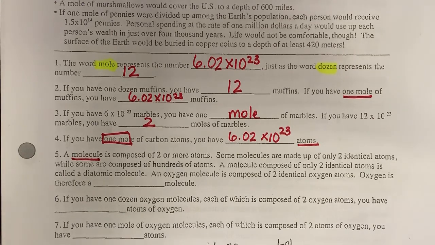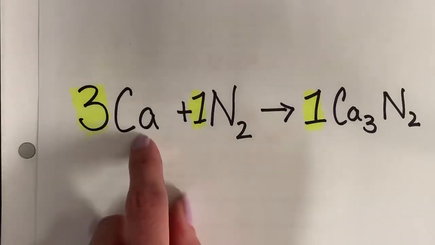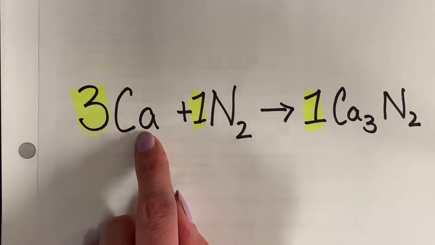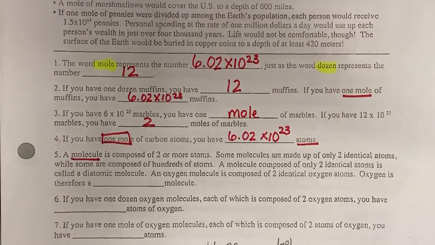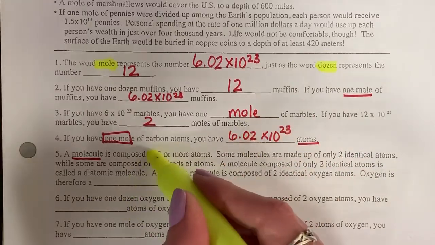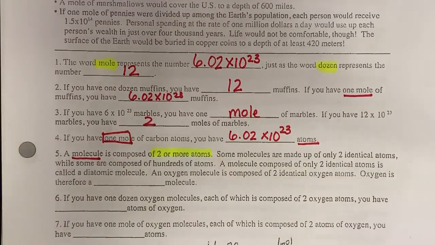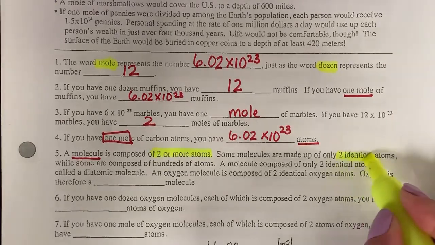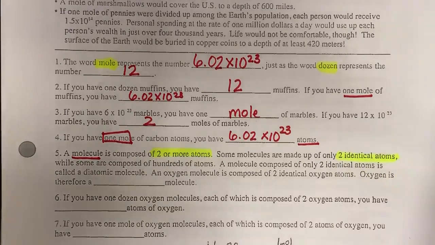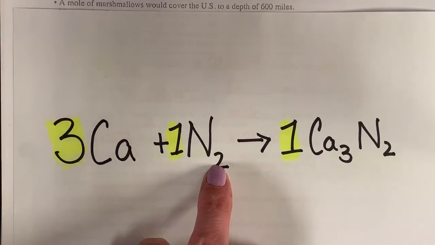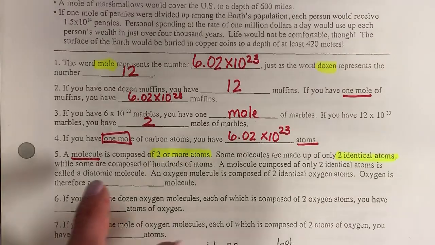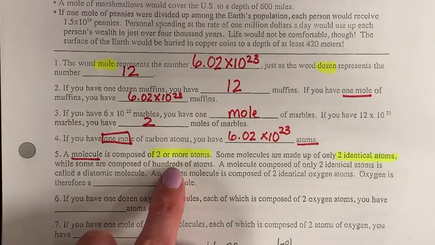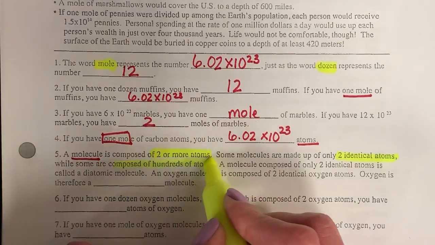Just like in my example, an atom is when I have an individual element by itself, just one. A molecule is where I've got 2 or more atoms. Now these can be tricky. Sometimes a molecule can be 2 identical atoms. So in my example, N2 is a molecule. I've got 2 atoms of nitrogen. It could also be composed of hundreds of atoms, and they could be different.